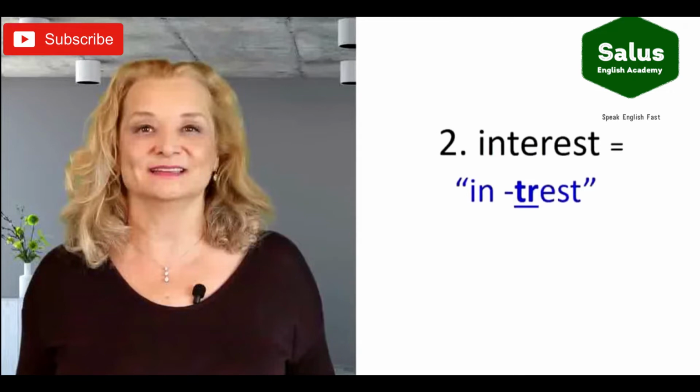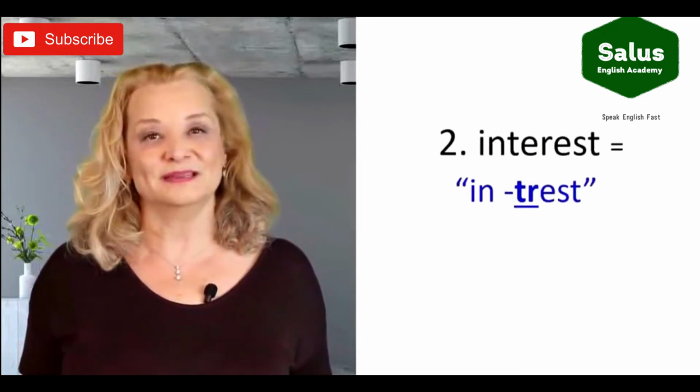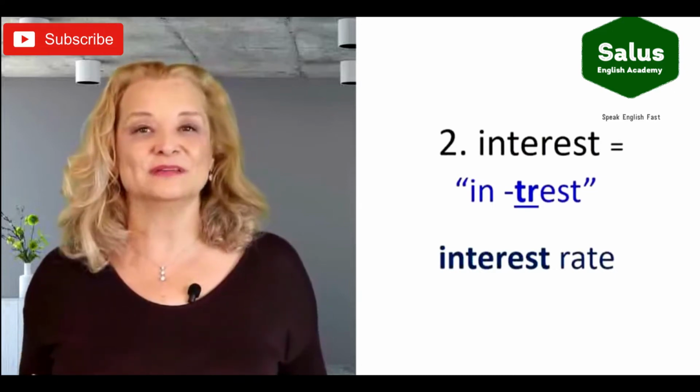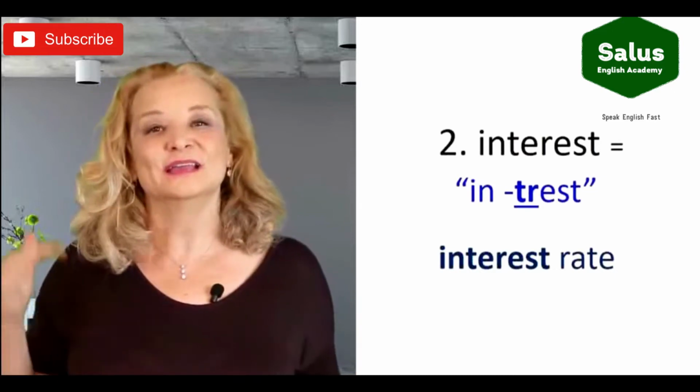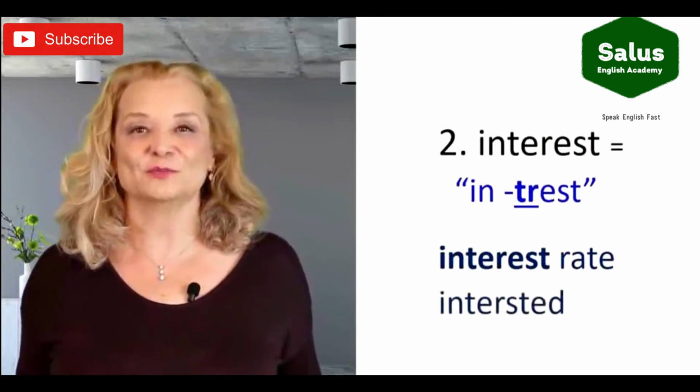Correct pronunciation? Interest. And the percentage that you pay when you borrow money is called the interest rate. Yes, interest rate. You can borrow money from the bank and pay interest. Interest rate. It's a compound noun, so we stress the first word. Interest rate. And of course, the word interested is also pronounced this way.